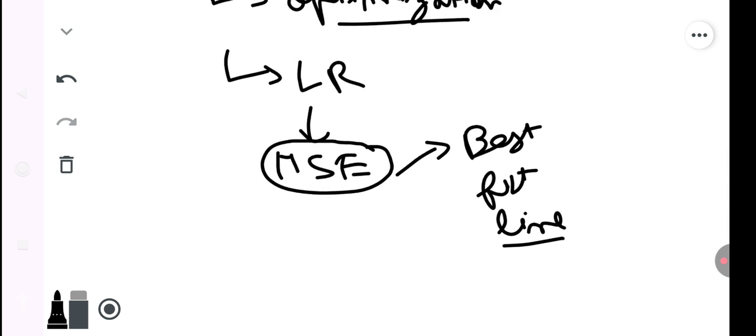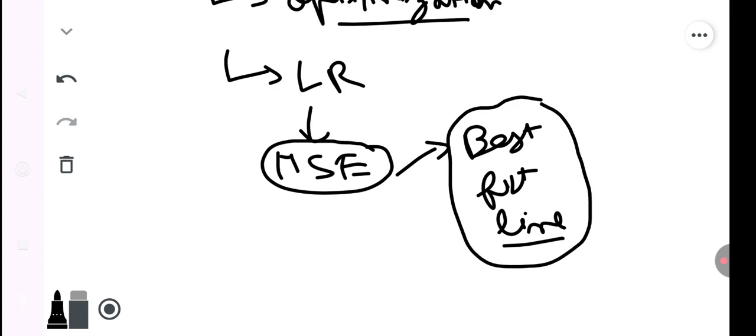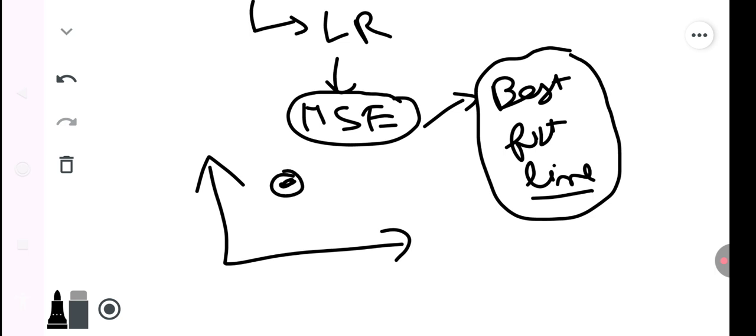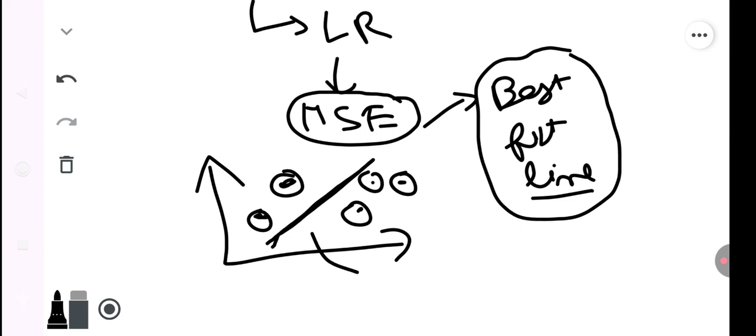And how do we reach the conclusion that a particular line is a best fit line? So if I take a graph and suppose I'm plotting 5 points, let's say this line is our best fit line. So how is a machine able to find this best fit line?